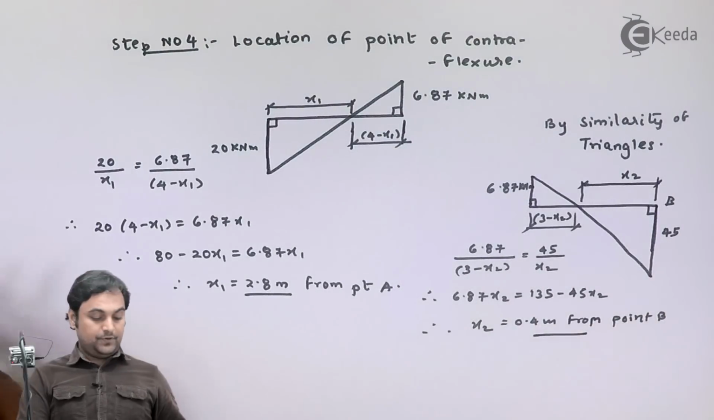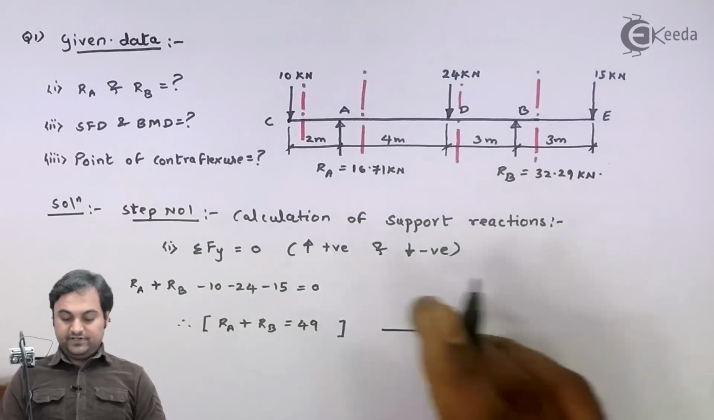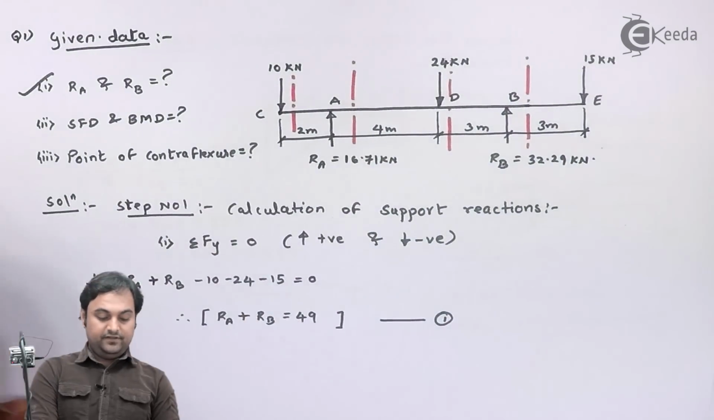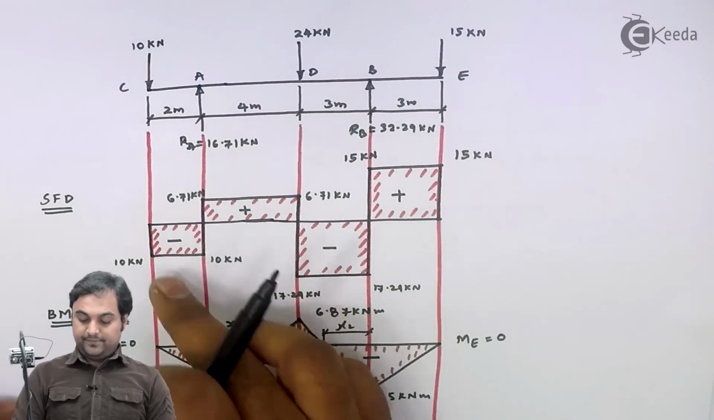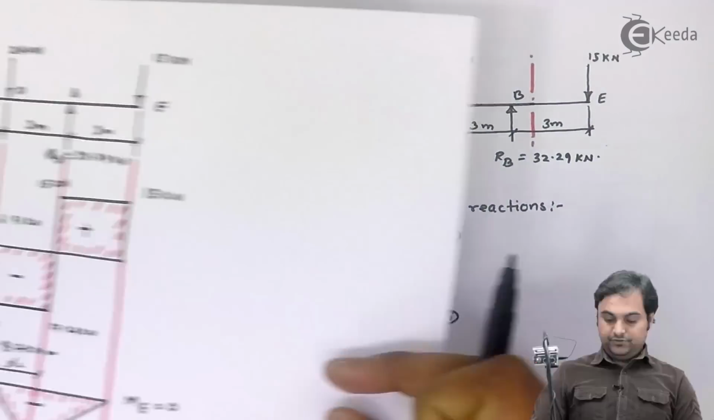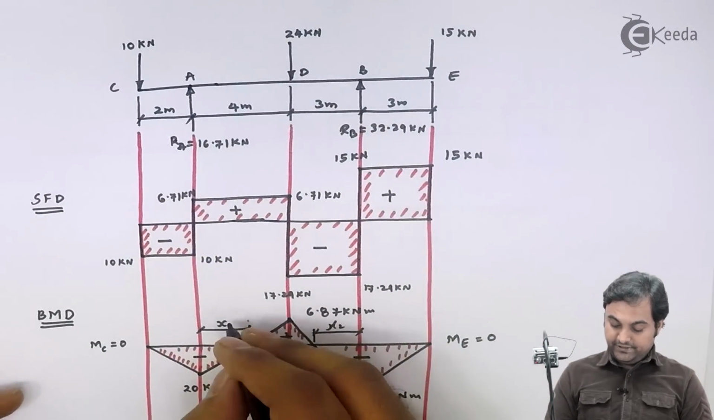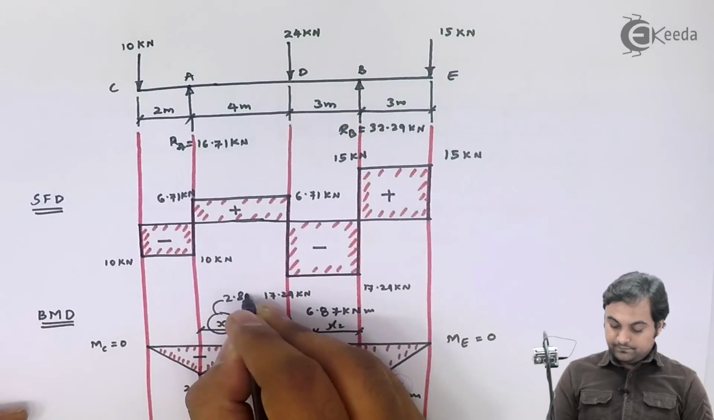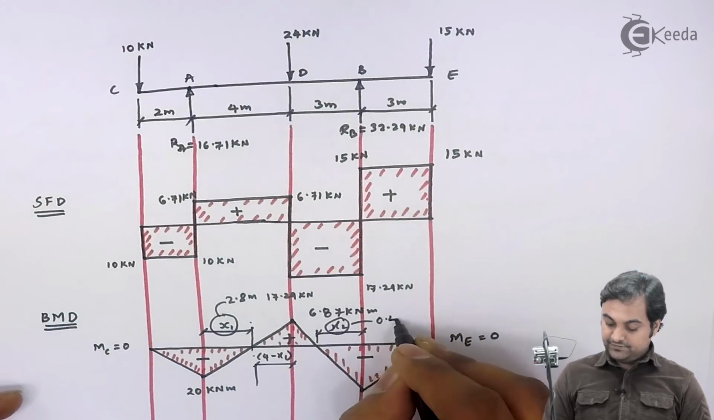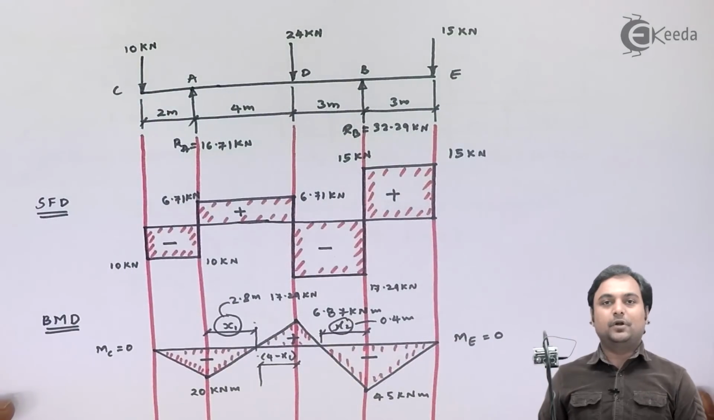As we can see in this problem, we have solved all three questions which they were asking. The first one, reaction at A, reaction at B, we have already calculated. SFD and BMD, we have completed the shear force diagram and bending moment diagram, and the last part was point of contraflexure. Here we have located the points of contraflexure: x1, the distance is 2.8 meters, and x2, the distance is 0.4 meters. And once we have located the points of contraflexure, we can say that the problem is completed.